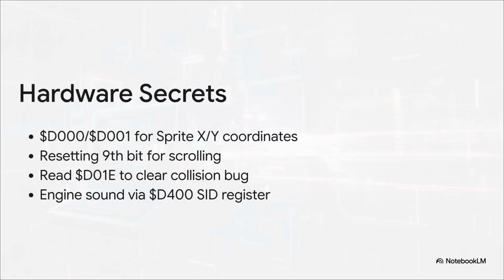And building this digital nervous system means you need to know some literal hardware hacks. For instance, to move the player's car, you directly overwrite the values at memory addresses D000 and D001. But here's where it gets wild.